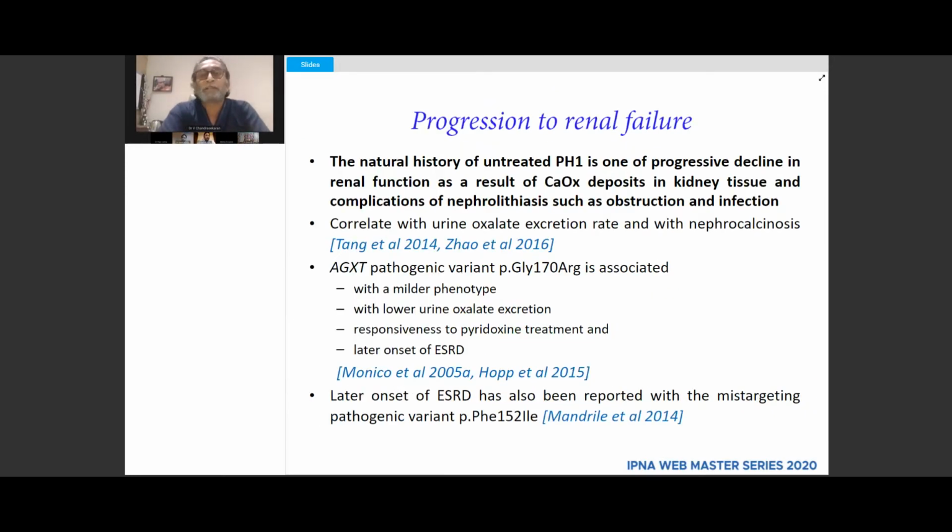So what is the natural progression of primary hyperoxaluria? The natural history of untreated PH1 is one of progressive decline in renal function because of calcium deposits in the kidney tissue, with complications of nephrolithiasis leading to obstruction, infection, and ensuing systemic oxalosis. Progression to renal failure correlates with urinary oxalate excretion rate and with nephrocalcinosis. And there are some pathogenic variants associated with a milder phenotype, with a lower urinary oxalate excretion, better responsiveness to pyridoxine treatment, and later onset of end-stage renal disease.